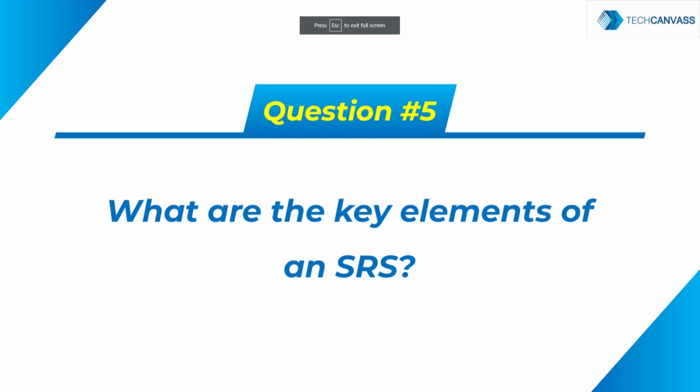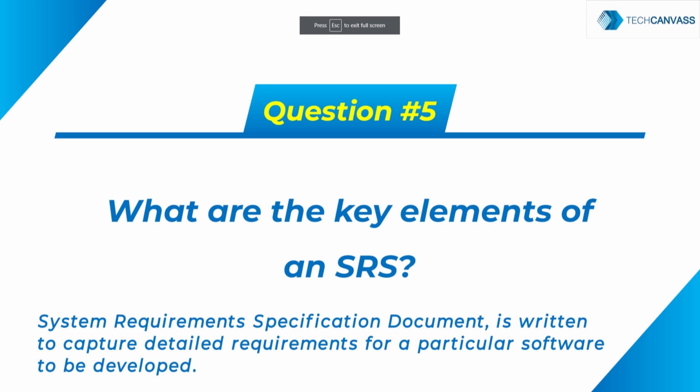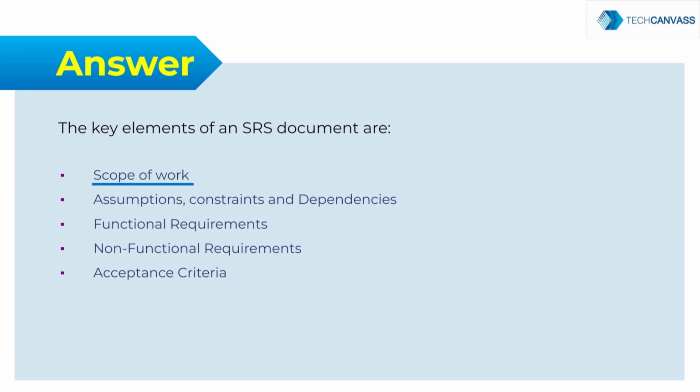Question number 5. What are the key elements of a requirement specifications document? SRS or System Requirement Specification document is basically written to capture details of the requirements. As per me, the key sections are: Scope of Work, which includes what is to be done in the project and what is not to be done, meaning what is in the scope and what is out of the scope. In the assumptions, constraints and dependencies, we capture the project related assumptions, constraints and dependencies. These also help in identifying the risks which need to be mitigated.